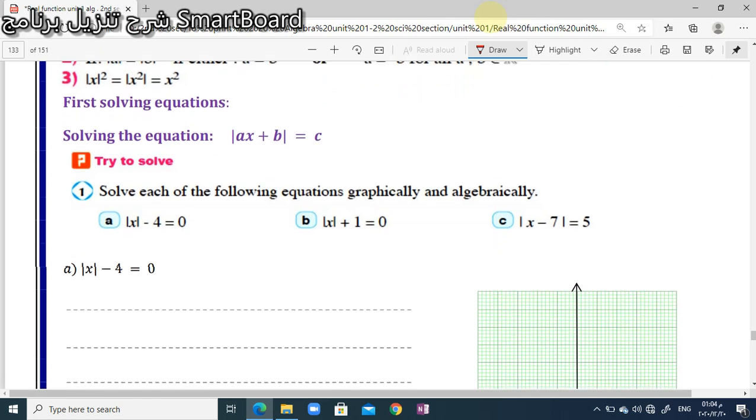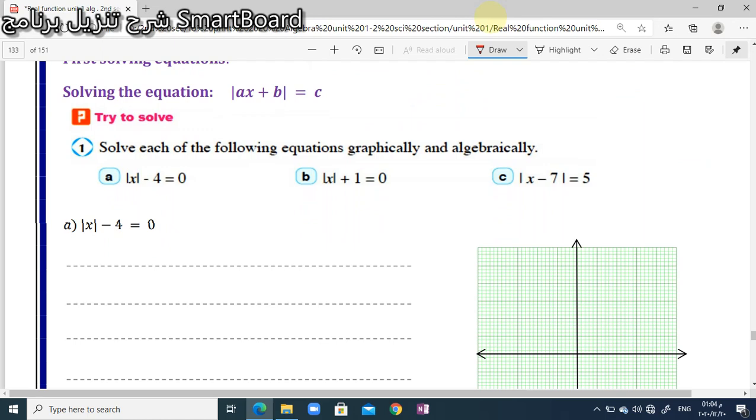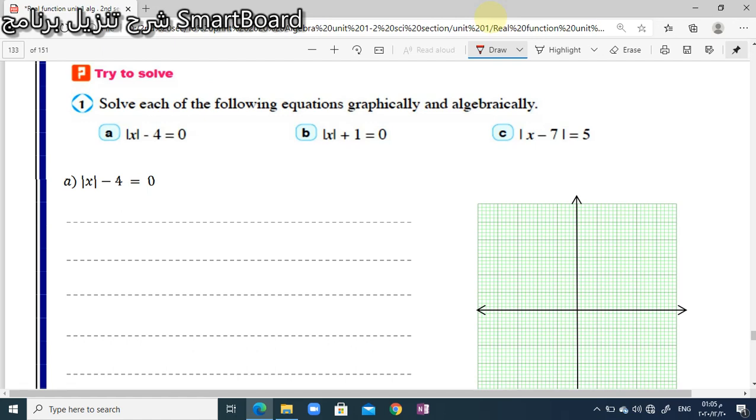We have three cases in absolute value equations. The first one, absolute equals constant, and absolute equals absolute. So the first one, absolute equals constant. So you have the equation absolute ax plus b equals c. To solve this equation, we can use a GeoGebra graph, and we must solve it algebraically.